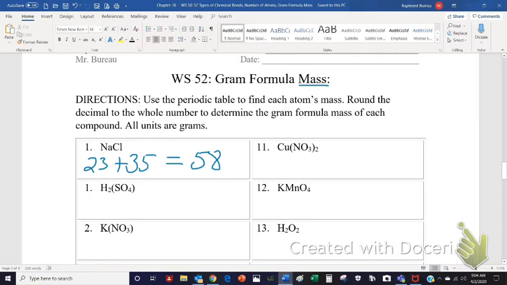And if we had a specific number of these molecules called a mole, I've told you that before, 6.022 times 10 to the 23rd, that many molecules would have a mass of 58 grams, and that's why we call it gram formula mass. All right, number 2. I realize I misnumbered, but oh well, that's the way it goes.